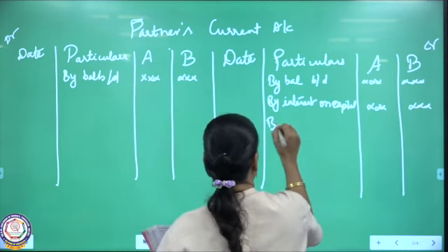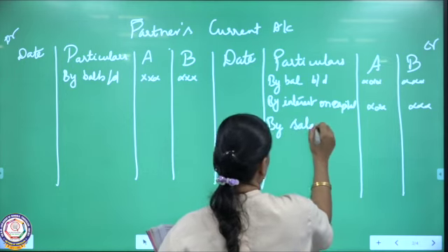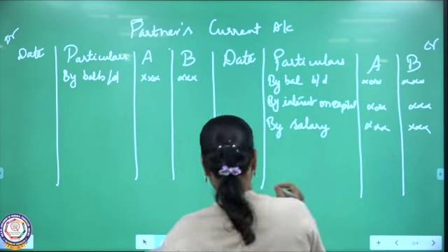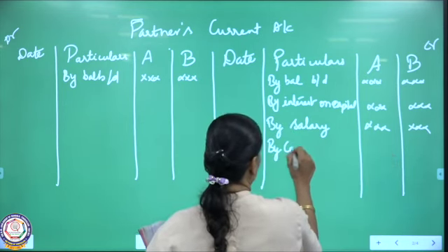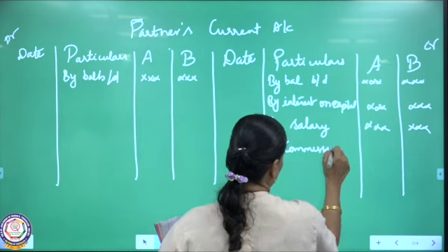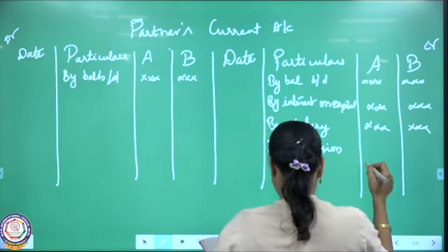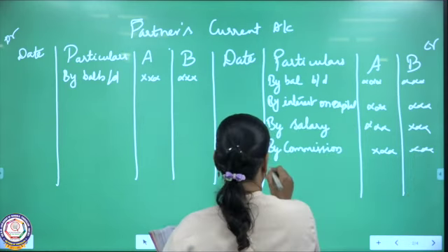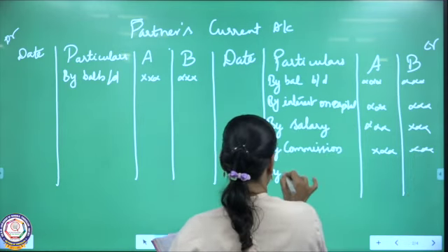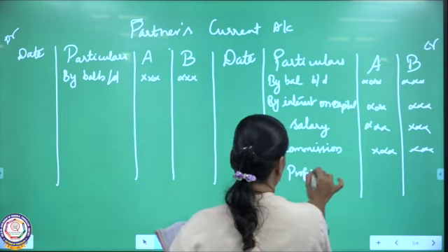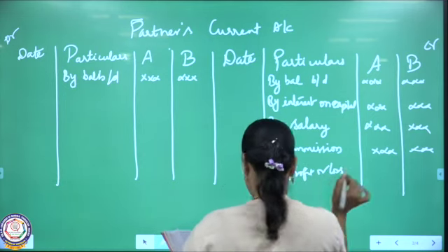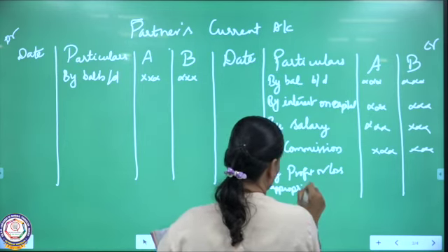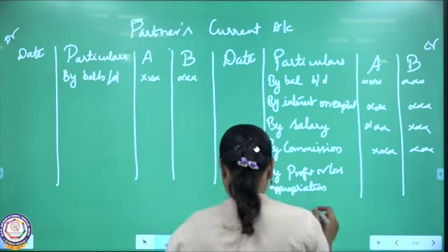And then by salary. And then by commission. By profit or loss appropriation.